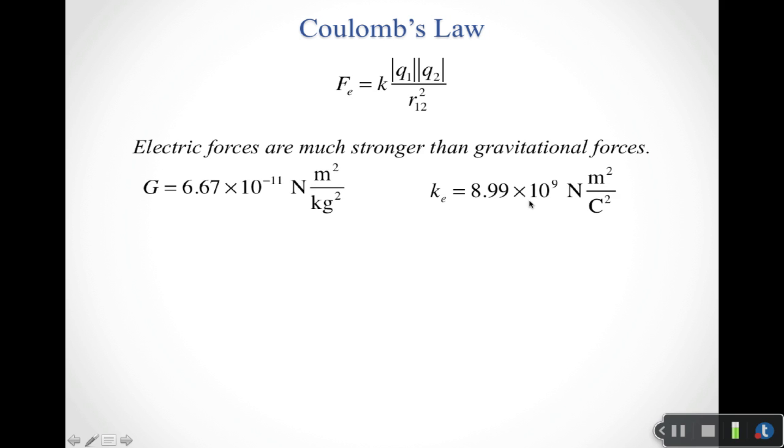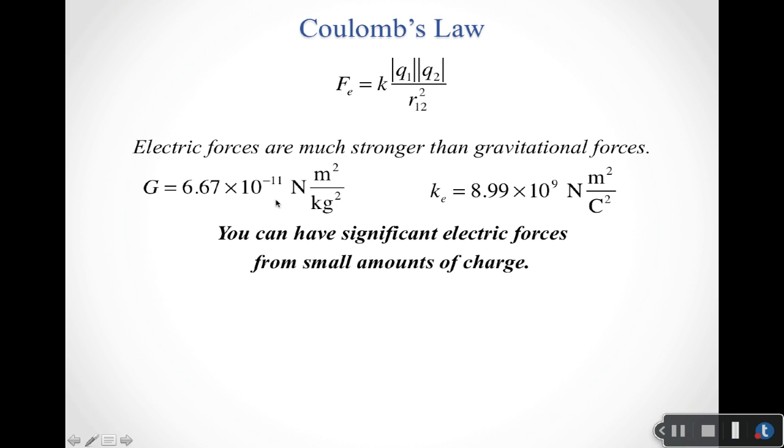So relatively speaking, gravity's weak, but electric forces are relatively strong. And that you can have significant electric forces without having a whole lot of charge. We said that because G was so small, to have significant gravitational forces, you needed a large amount of mass. I don't need a large amount of charge to build up fairly significant electrical forces.